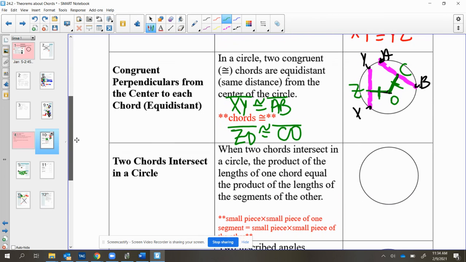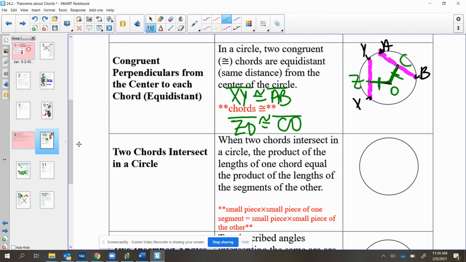The last chord theorem that we have here is, again, goes back to small piece times small piece. If we have these intersecting chords inside of a circle, if we name them A, B, C, and D, we know that our 2 small pieces, A times B, has to equal our other two small pieces, C times D.